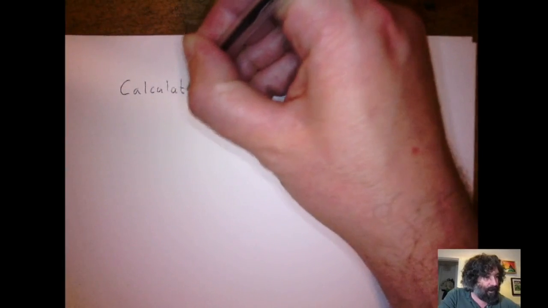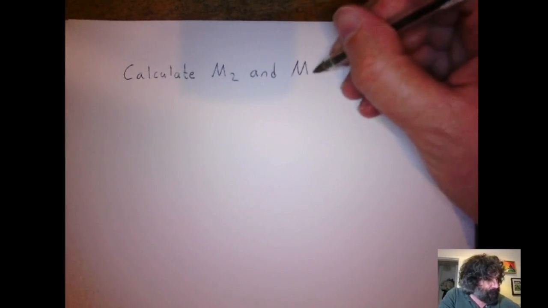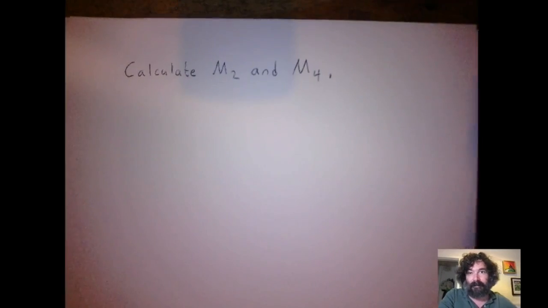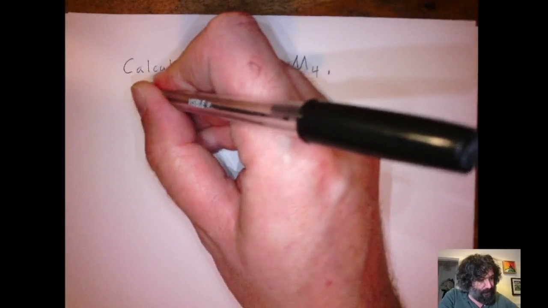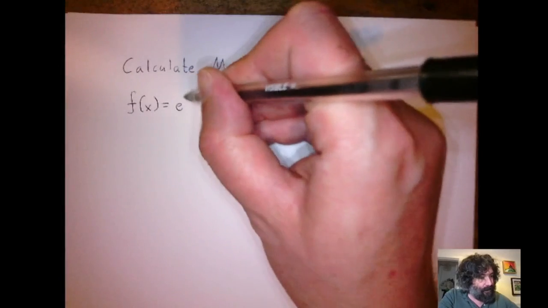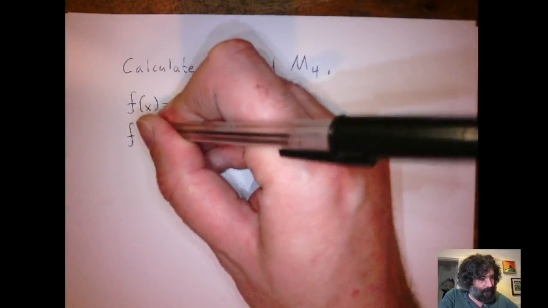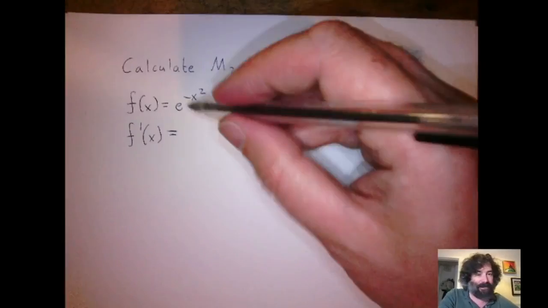And these are the maximum values of the second and fourth derivatives, remember. So M2 and M4. All right, and so in order to do that, we want to calculate derivatives. The integrand, in this case, f of x, was e to the negative x squared. So a lot of this is just calculating the higher derivatives of this function.